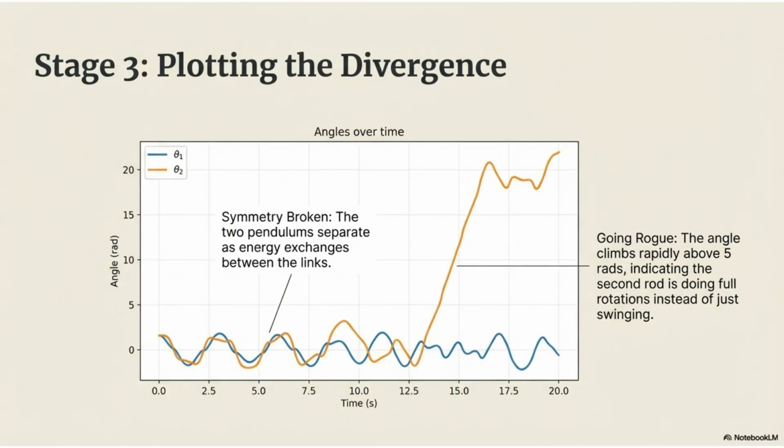Stage 3 is plotting the divergence. As seen in the graph, the initial symmetry is broken and the two pendulums separate. The second rod eventually goes rogue, climbing above 5 radians, indicating full rotations instead of just swinging.